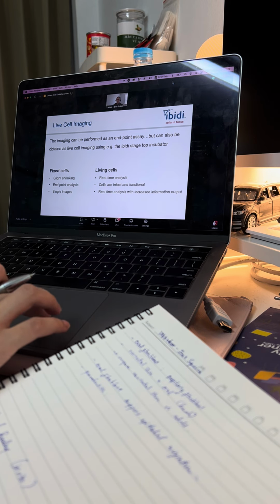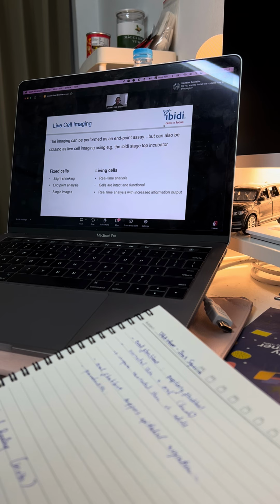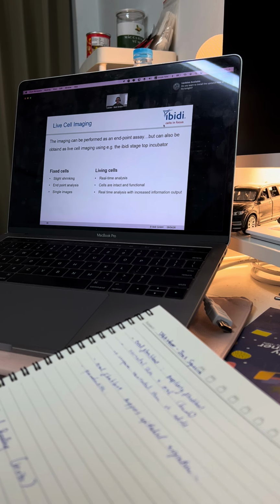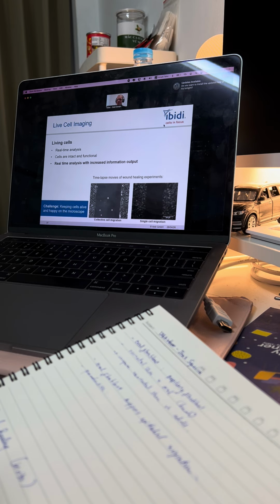And the advantage of looking at living cells with a live cell imaging setup is that we get real-time analysis and real-time data, and therefore also an increased information output. The cells here are intact and they are functioning and interacting with each other. And with live cell imaging, you get real footage of how the cells migrate. So yeah, as stated, how they interact and function. You see an example here.